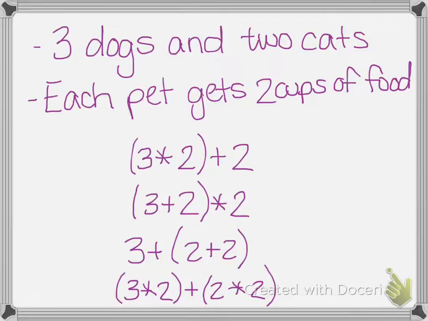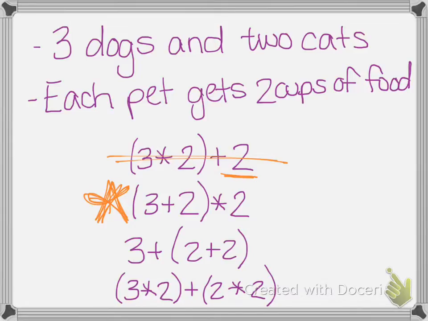So the first one says 3 times 2 plus 2. 3 times 2 could be the amount of food the dogs eat, but then we just have plus 2, which doesn't account for the cats. So A is not correct. B says 3 plus 2 times 2. So since he has 3 dogs and 2 cats, he has 5 pets total, times 2 cups a day. That one does make sense.